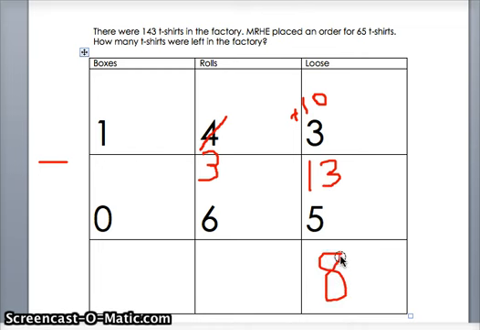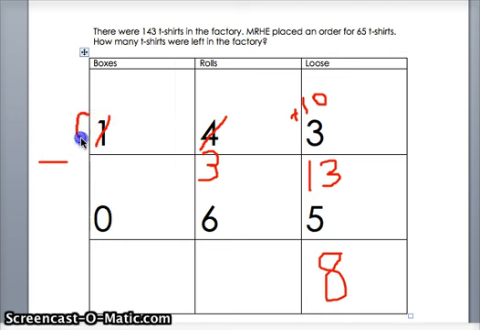If I look at my rolls column, I know I need to ship out 6 rolls, but I only have 3 rolls in my factory now. So now I move over to the next column and I open up a box. Each box contains 100 t-shirts or 10 rolls.